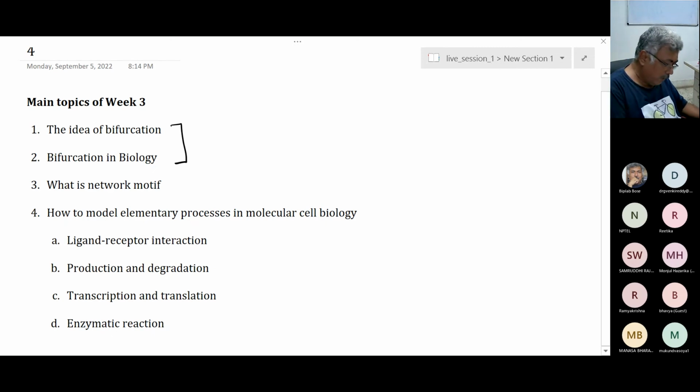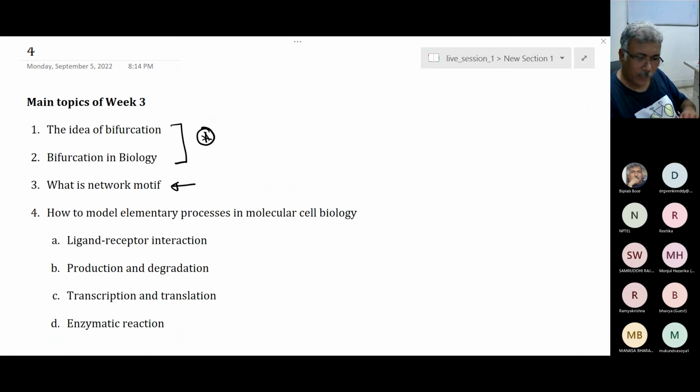So the first important thing, and it is extremely important for this course in this third week, is the idea of bifurcation in terms of the mathematics of differential equations as well as its implication in biology. Then comes the question of network motifs. This is actually interesting, and many of you may have heard of networks.